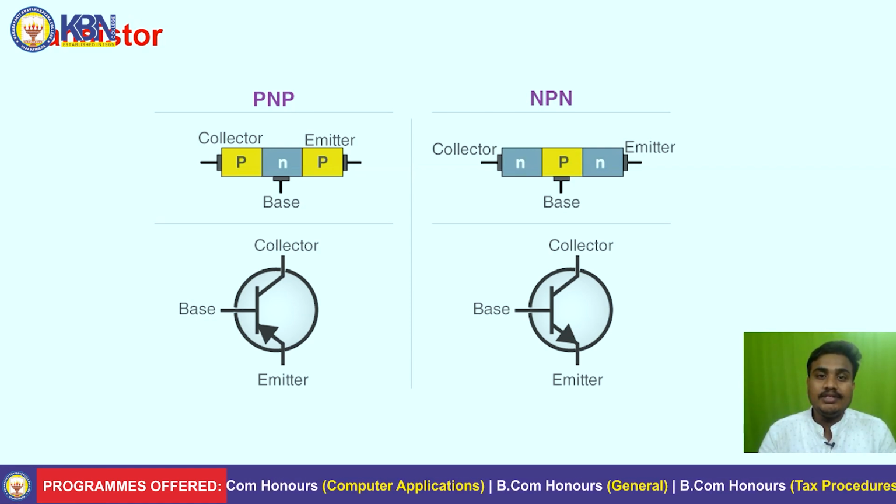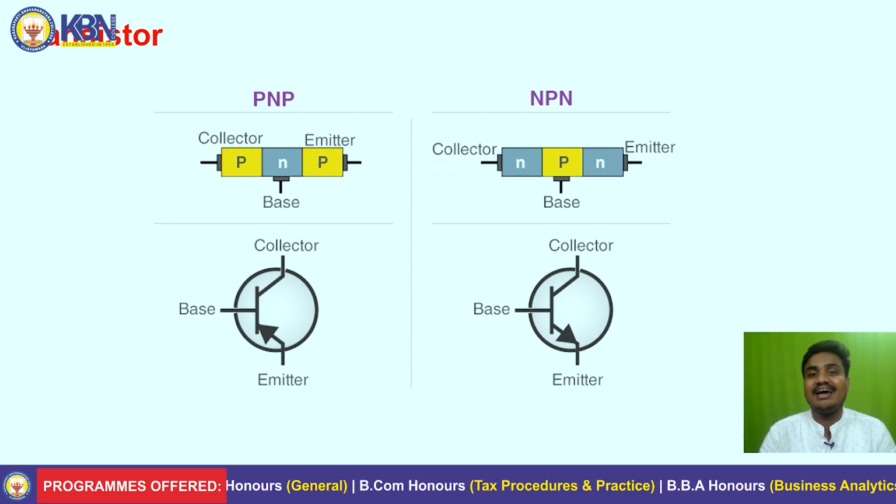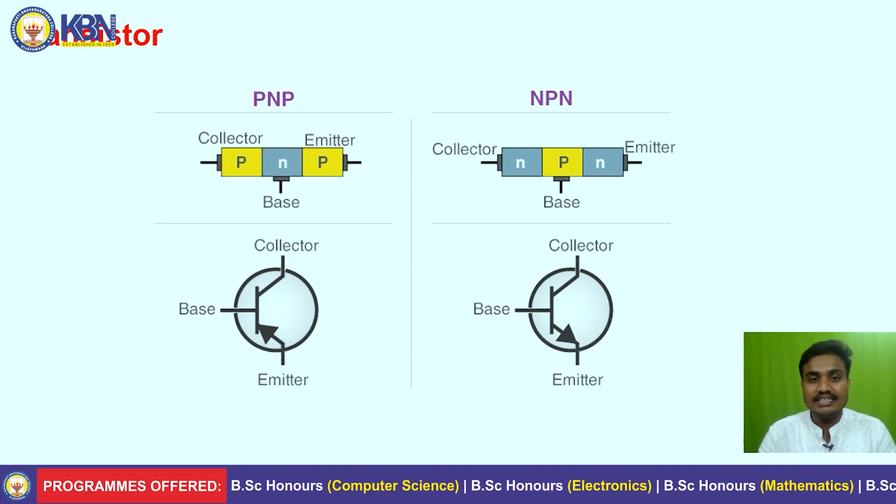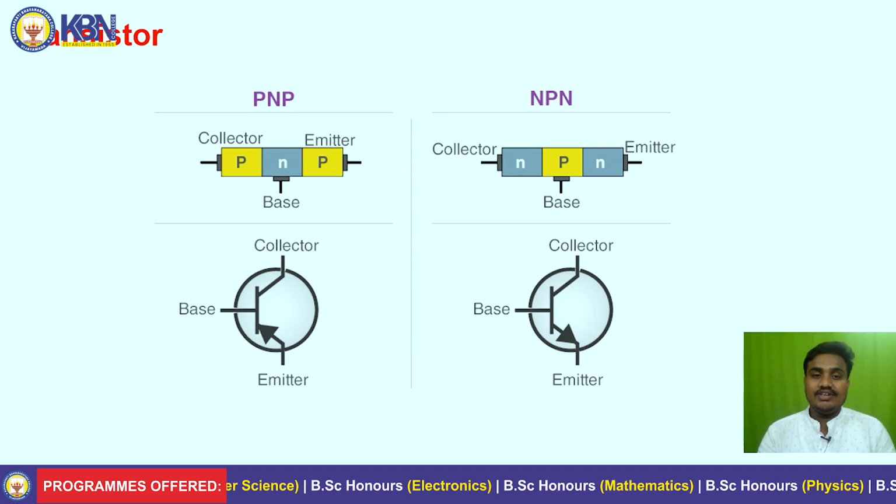Now coming to the base region, it is lightly doped as compared to the collector and emitter. The base region is lightly doped as compared to the emitter and collector. It constitutes the middle part of the transistor. Coming to the collector, it constitutes the left part of the transistor and it accepts the majority charge carriers that are emitted by the emitter. That's why it is called the collector. These are the three major parts in a transistor.